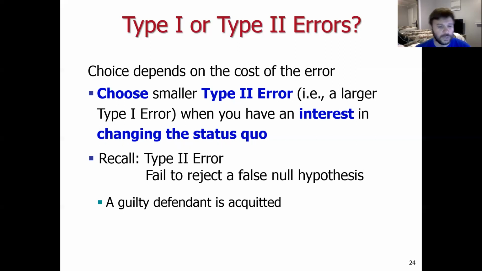Okay, so you can think, which is worse? Is it worse to acquit a guilty defendant, or is it worse to convict an innocent defendant? It probably depends on the scope of the charges, but this is the idea that you want to think about in terms of negotiating the trade-offs between the type 1 error and the type 2 error.